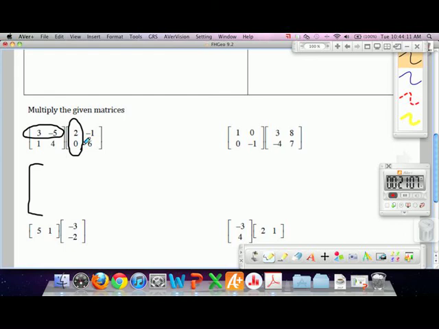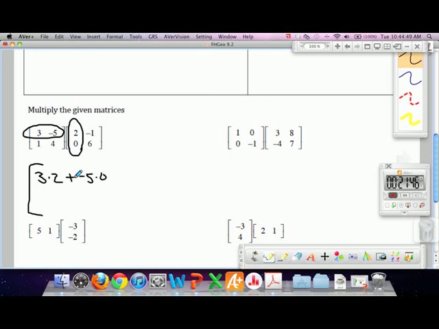So I multiply them element by element and then add together. More technically, this is called a dot product. We take the first elements and multiply them together, then the second elements and multiply them together, and add. In this case, I take 3 times 2 and negative 5 times 0 and add them together. This gives me the element in the first row, first column of my answer.